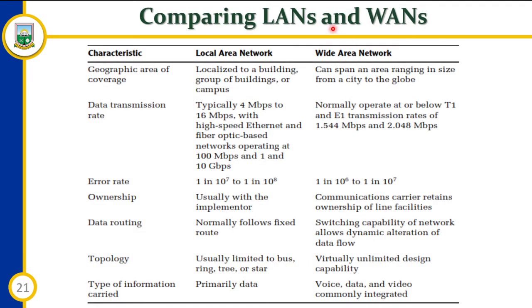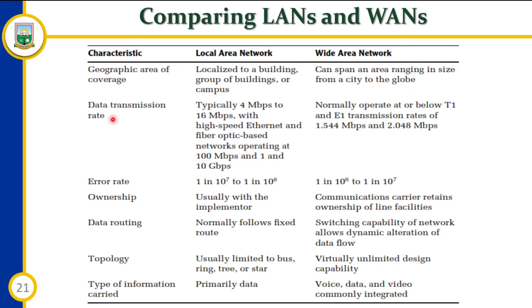So comparing LANs and WANs, these are some of the things you should be looking out for in terms of the characteristics of the local area network and the wide area network. When we talk of the characteristics, the geographic area of coverage for a local area network is localized to a building, group of buildings, or company. A wide area network can span any area, ranging in size from a city to the globe.